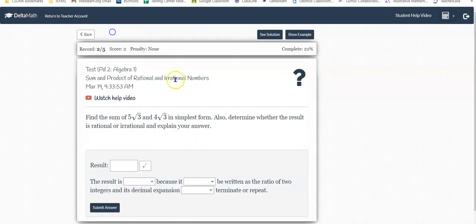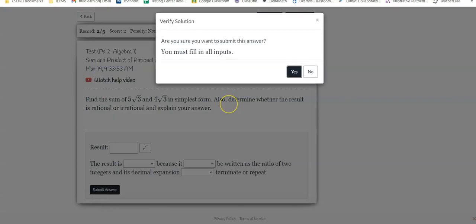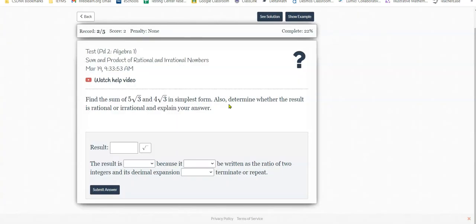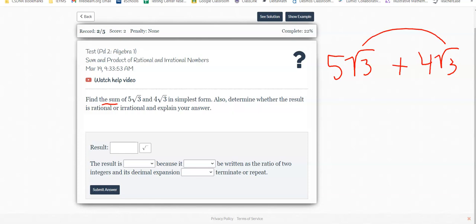One more time. 5 square roots of 3, and we were looking for a sum. 4 square roots of 3. If the radicands match, you can in fact combine. So 5 square roots of 3 and 4 square roots of 3 are 9 square roots of 3.